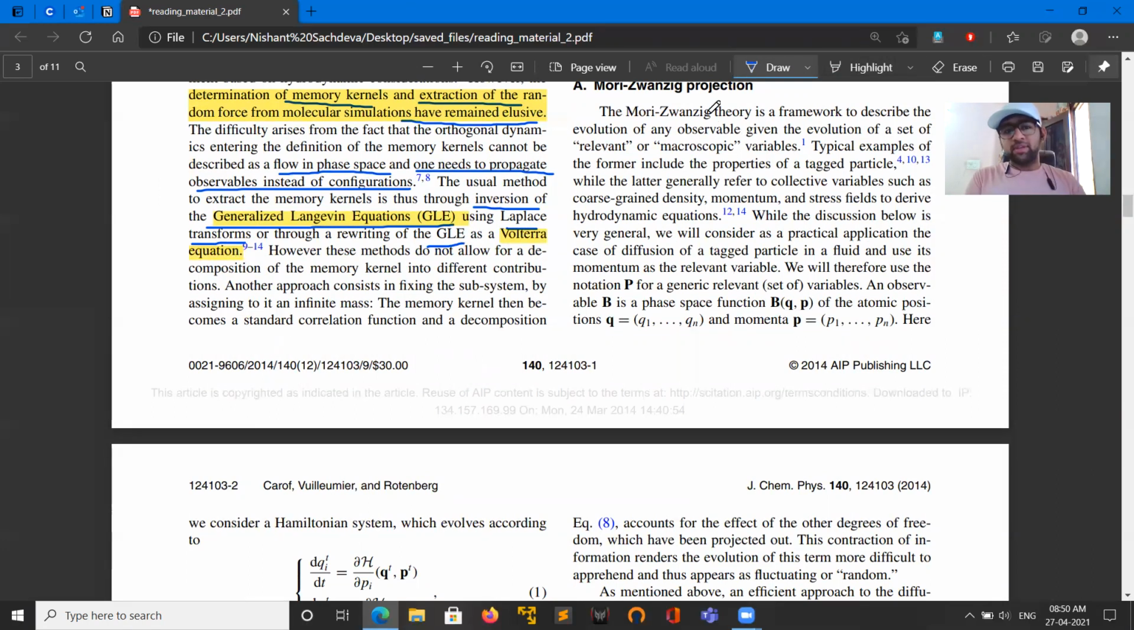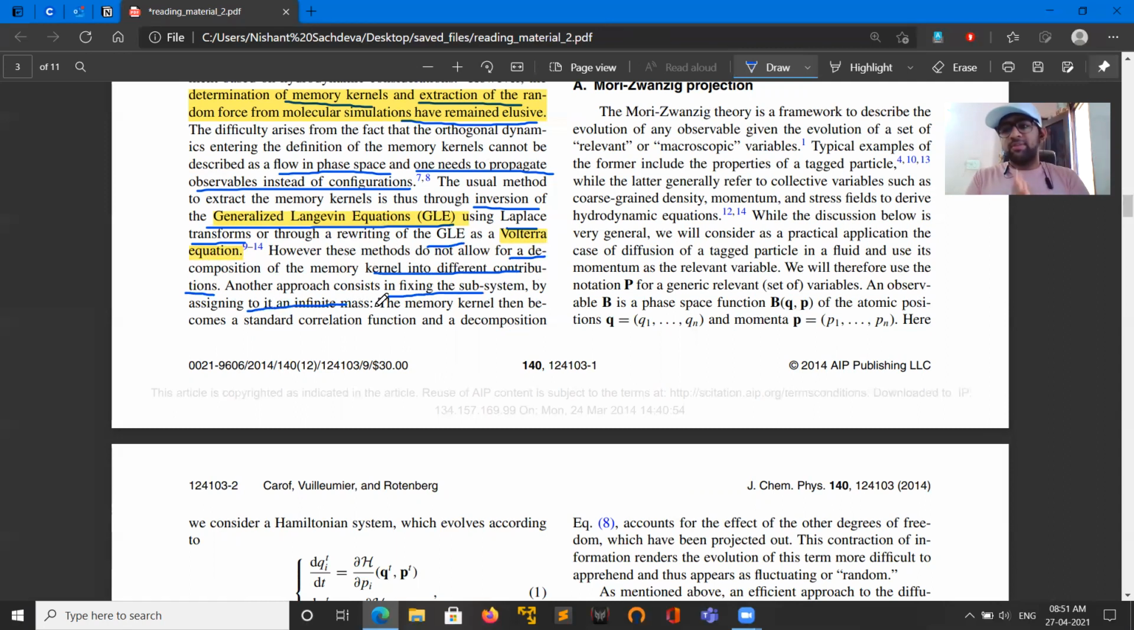Now we have this method, sure, but these methods do not yet allow for a decomposition of the memory kernel into different contributions. We have memory, but what all makes it up, we don't yet have a way to break that down. These methods can help in extraction of the memory kernels, but they cannot yet help us decompose it into different contributions. Now there's yet another approach, which consists in fixing the subsystem by assigning to it an infinite mass.